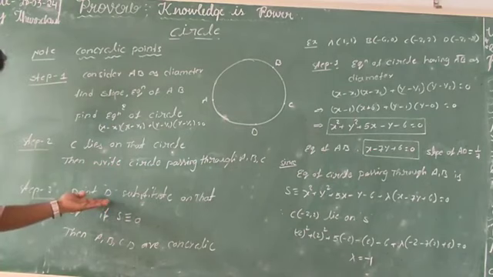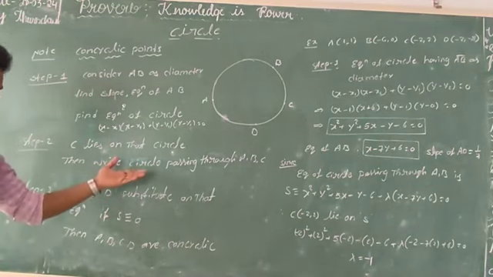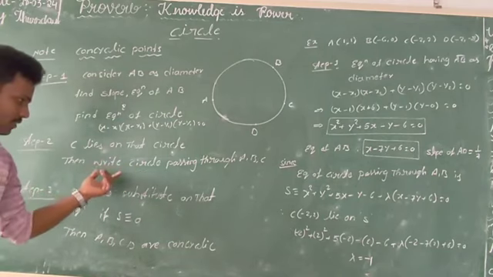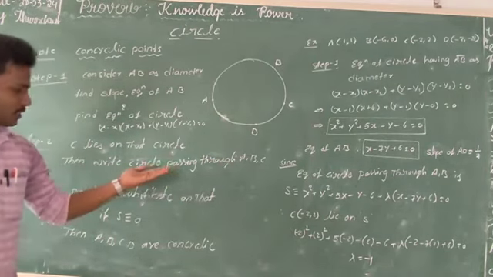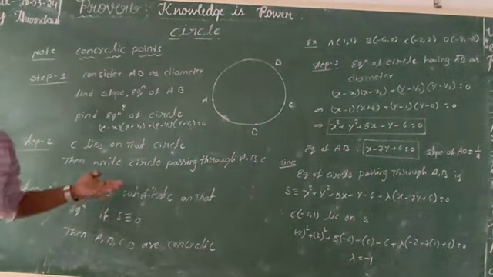After that, D is also a point on the circle. Then you can substitute the point D in the circle equation. What will we get here? The circle equation passing through the points A, B, C, that circle equation you should use here. The point D is also substituted in the circle equation.